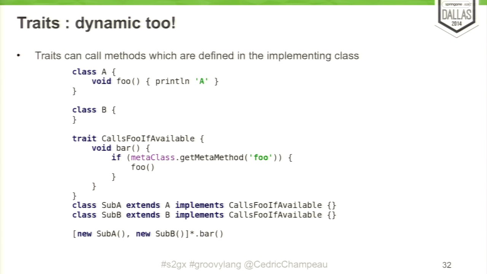So say I have a class A defining a method called foo, which just prints the class name. And class B that doesn't define anything. And a trait, which is a bit special because what it does is having a bar method, and what it does is checking, okay, if metaClass.getMetaMethod foo, then call it. Okay, so that's interesting. I am saying in the trait, if that object has a method called foo, I can call it.